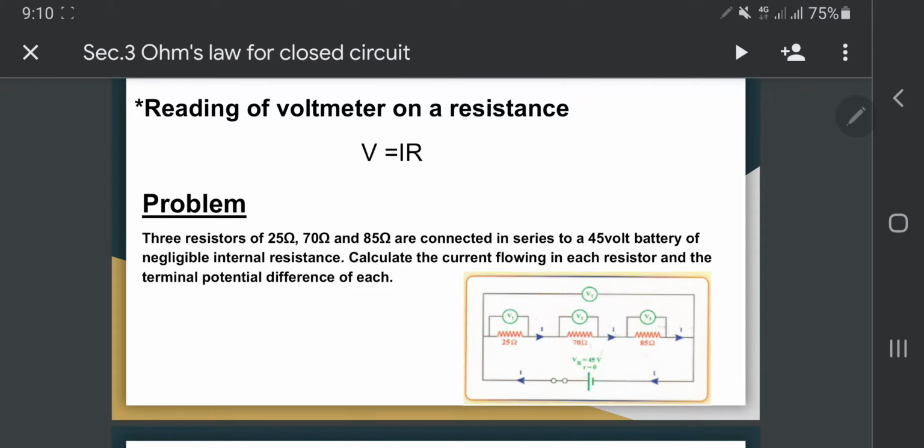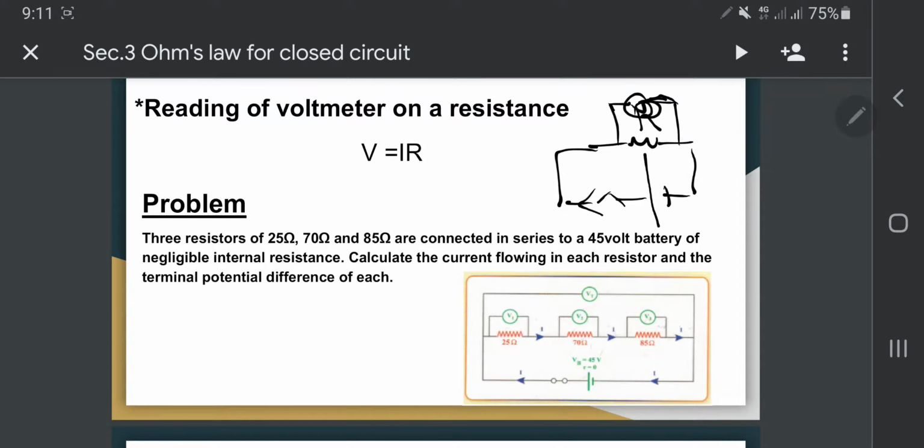When I talk about the reading of a voltmeter on a resistance, I mean I have a closed circuit with a resistance, a battery and a key. When we close the key, the current flows, and when we put a voltmeter across this resistance, the reading of this voltmeter equals IR.